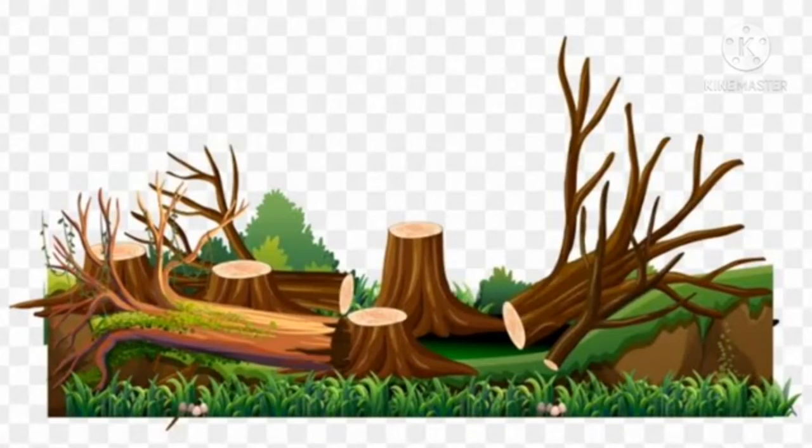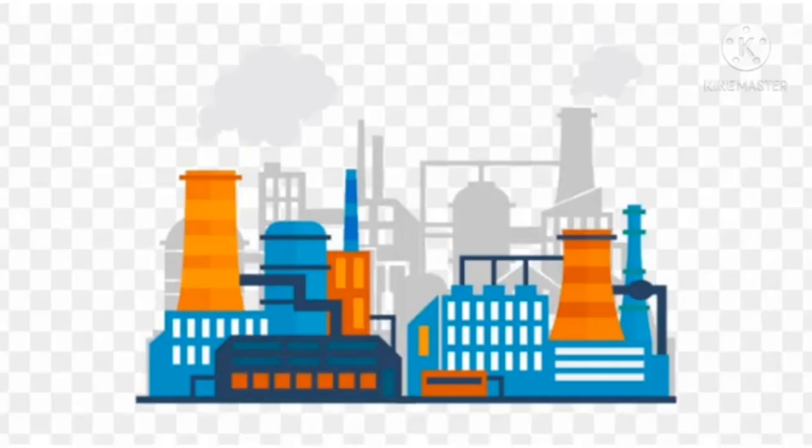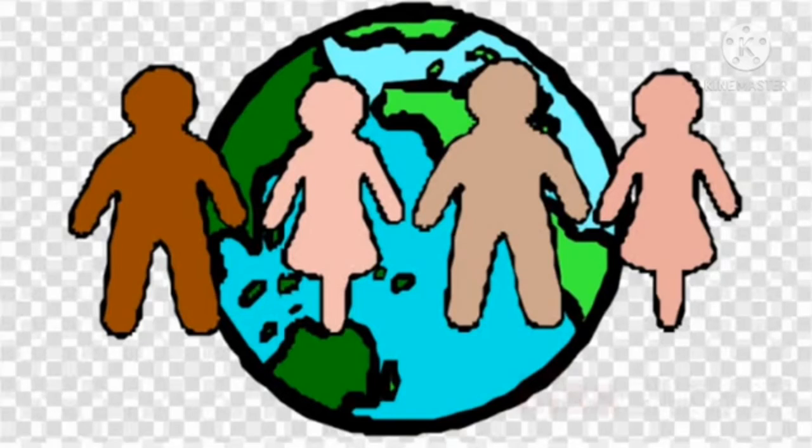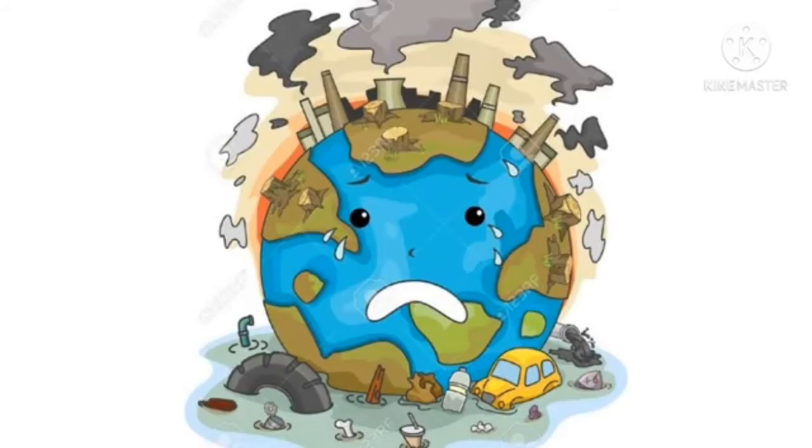Many trees are being cut to make the land available for building houses and constructing new factories. Due to increase in population, the number of vehicles running on the road is also increasing frequently. This results in increasing the amount of smoke, harmful gases, garbage, and other waste material. Day by day, these activities are making the land, water, and air polluted.